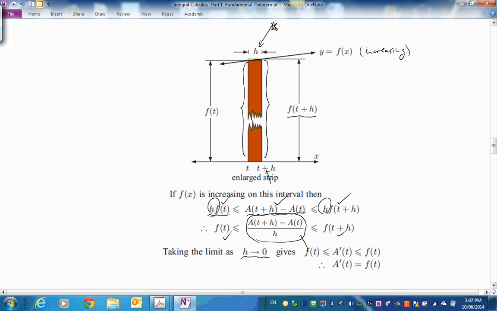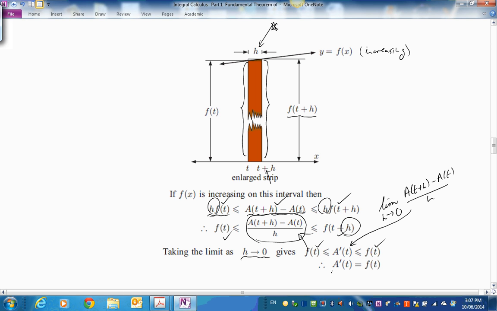Oh, can you see it? Can you see it there? The limit, I'll write it out in full so you can recognise it. The limit as h tends to naught of A of t plus h, take A of t, on h. Hey, that's the expression for the derivative of A. So, what can we say? The derivative of A lies somewhere between f of t and f of t, because as h tends to naught, this function tends to f of t. That h is tending to naught.